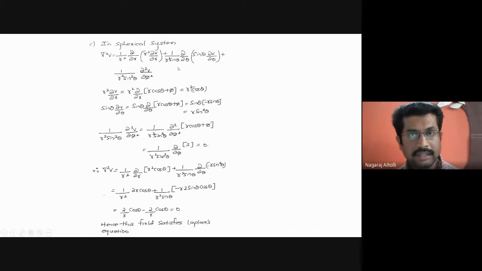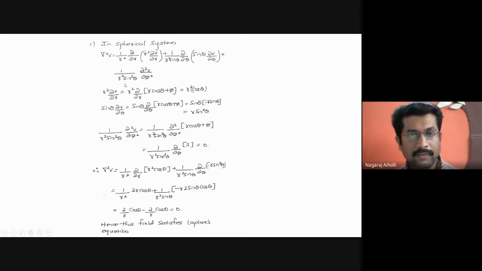Then sine theta dou V by dou theta, the inner term here. That is sine theta dou by dou theta of the given equation R cos theta plus phi. Differentiate with respect to theta. R is constant, take it outside. Differentiation of cos theta is minus sine theta. Differentiation of phi is 0. Then expanded, we'll get minus R sine square theta. Please note that the minus sign is missing here.